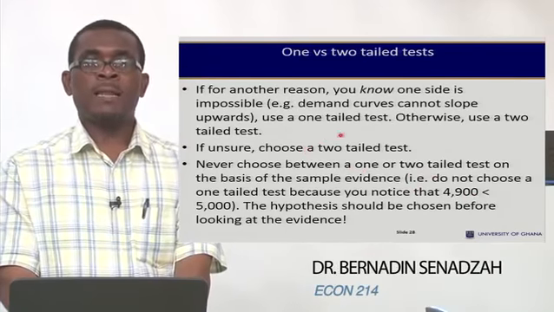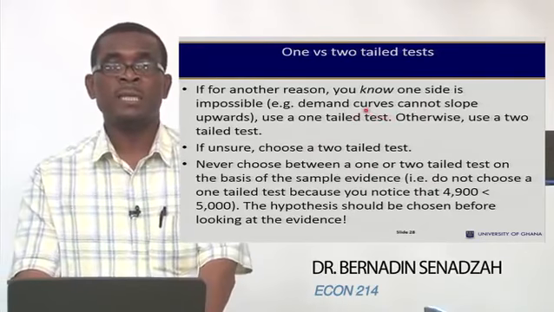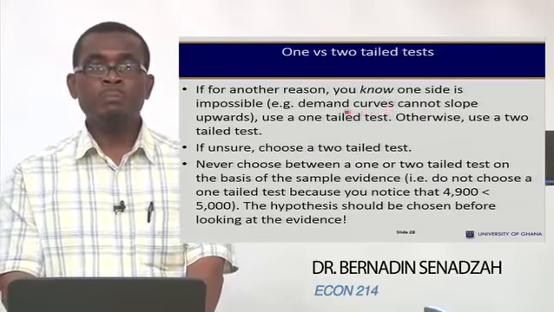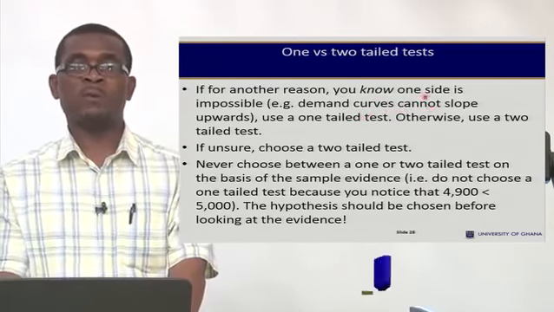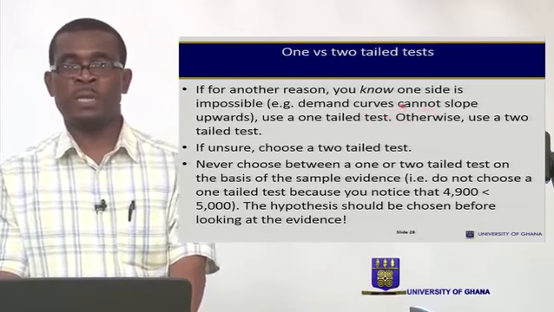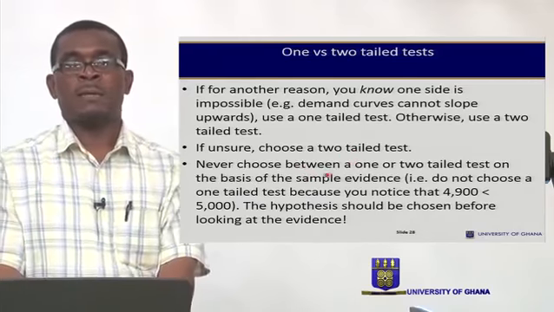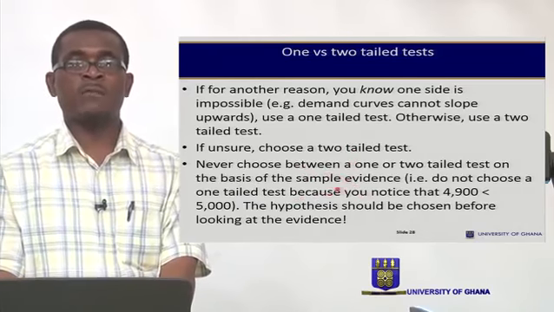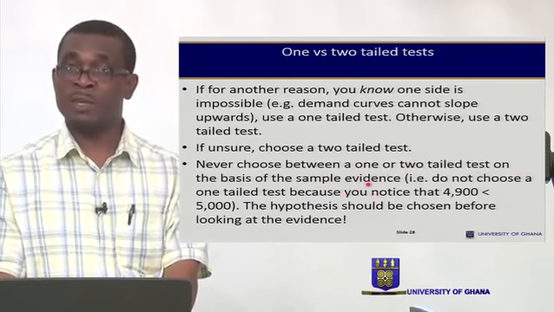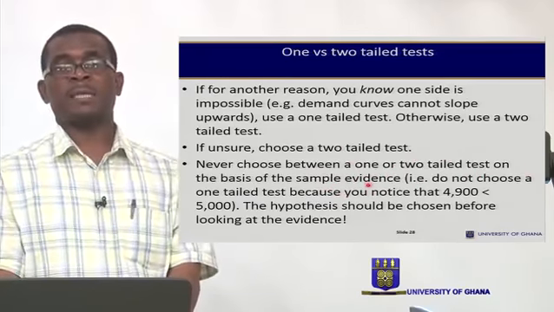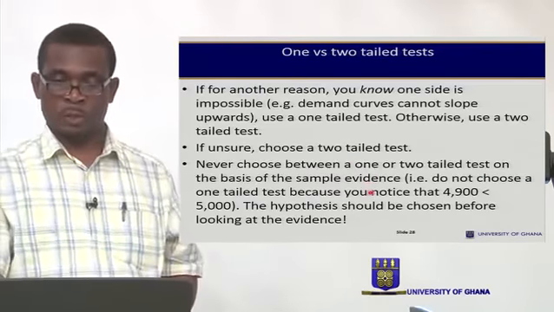Now, one other reason you might use a one-tailed test is from theory. For example, if you're testing the slope of the demand curve, we know it is downward sloping, it's not upward sloping, so it will be one-tailed. But if you are unsure, use a two-tailed test. And we want to emphasize this, that you never choose between one-tailed or two-tailed on the basis of the sample evidence. Because the sample says 4,900, you don't say it should be a one-tailed test. You don't do that.